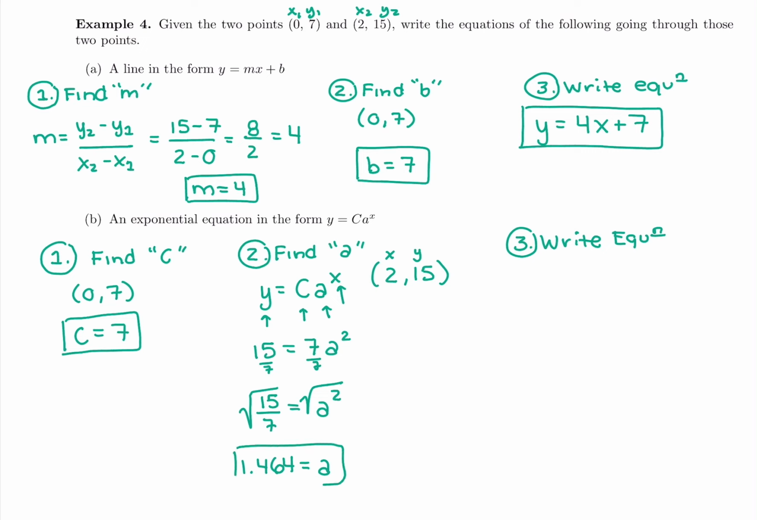And my last step, I want to remember to write the equation. So y equals c times a to the x. y equals 7 times 1.464 to the x.